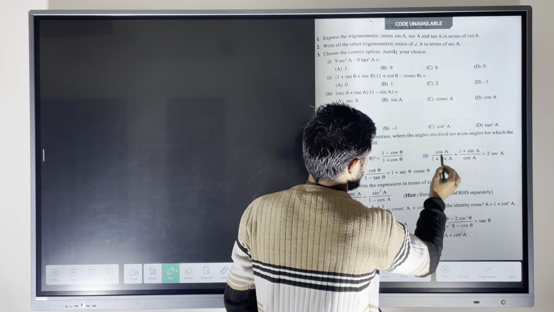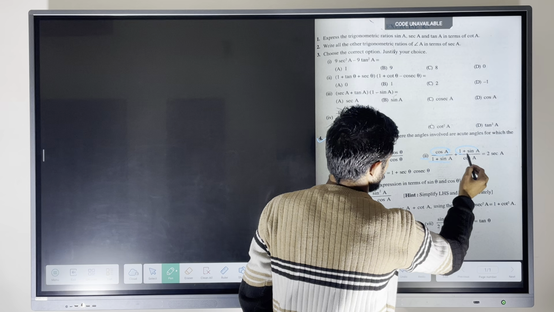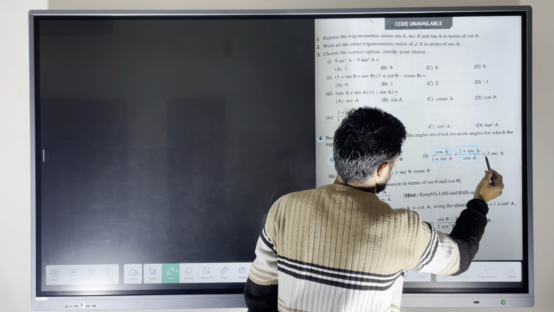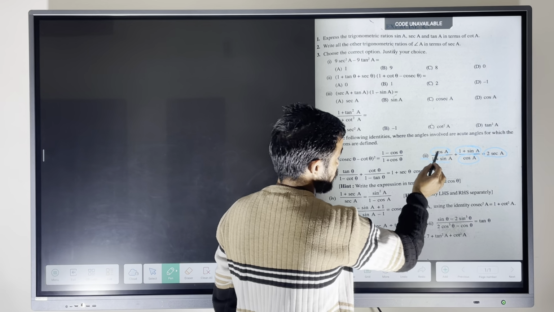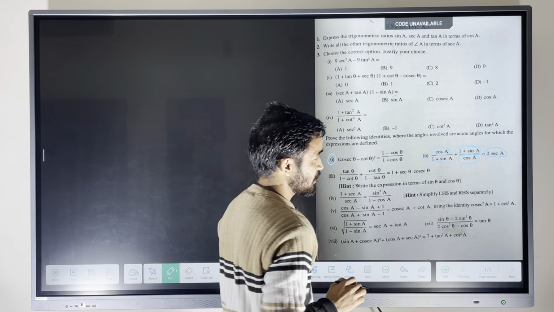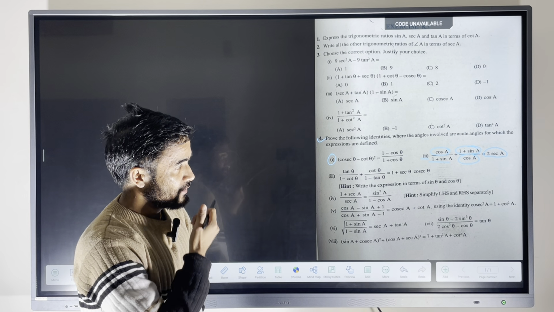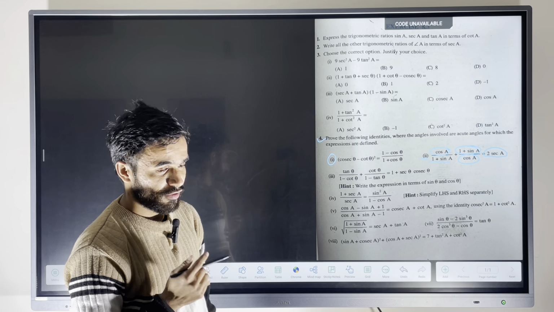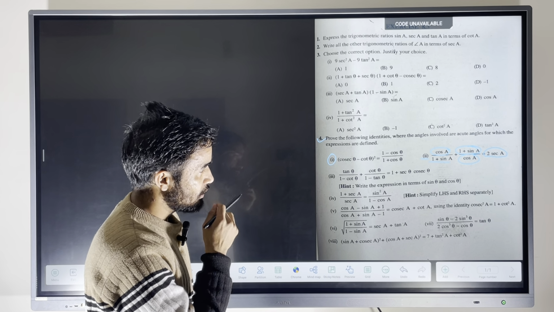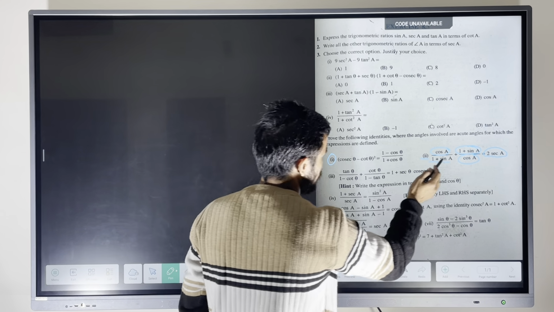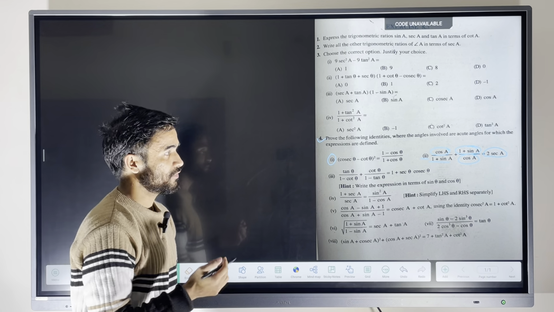Now the second question is cos a upon 1 plus sin a plus 1 plus sin a upon cos a, and we need to change it in the form of sec a. So here we have cos, sin, cos. We know that there is a relation of sec and cos, so we will try to solve it and change it in the form of cos so that we can get our answer in the form of sec.